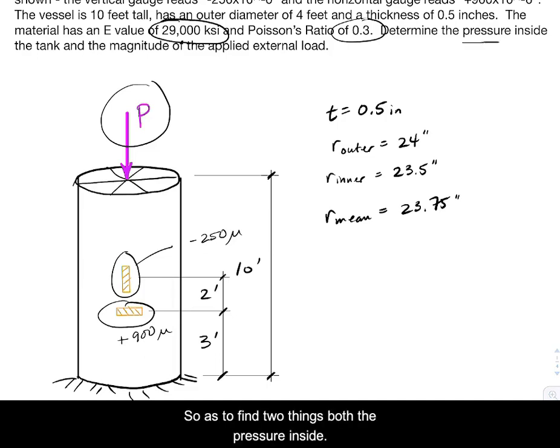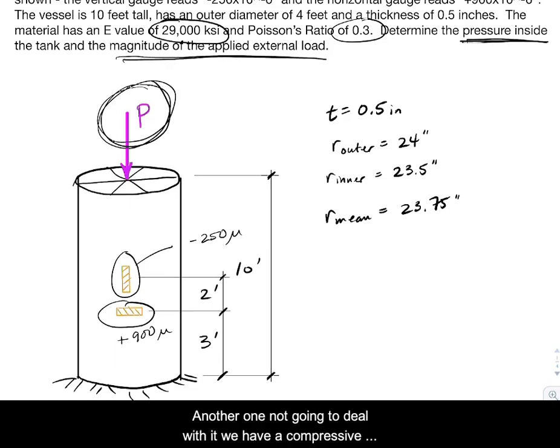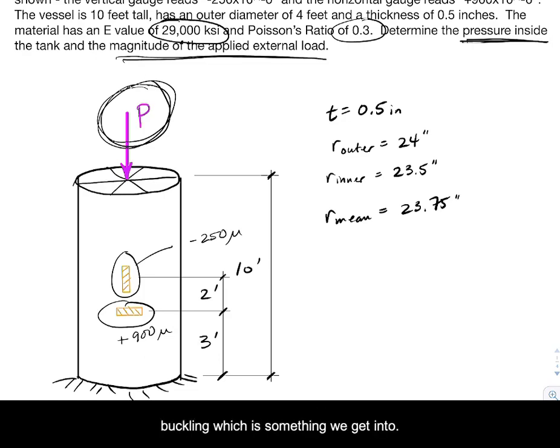So we're asked to find two things, both the pressure inside and also the magnitude of the applied external load. Although we're not going to deal with it, we have a compressive external load, so we actually have to also deal with buckling, which is something we get into in the last few weeks of the course. So again, here we'll neglect any effect of buckling.